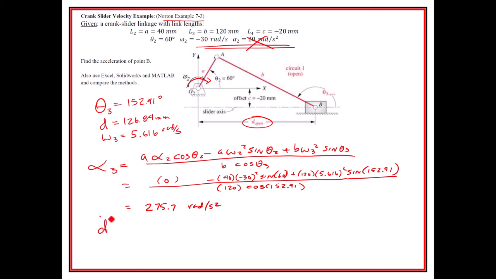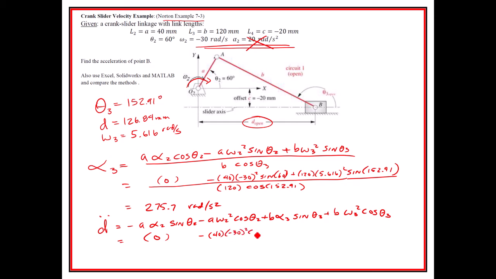So if we want to get D double dot, that's going to be negative A alpha 2 sine of theta 2 minus A omega 2 squared cosine of theta 2 plus B times alpha 3, so that's the thing we just found, by the way, sine of theta 3 plus B times omega 3 squared cosine of theta 3. So shove some numbers in there. This first thing right there is going to be 0, and then we proceed with the rest of this.